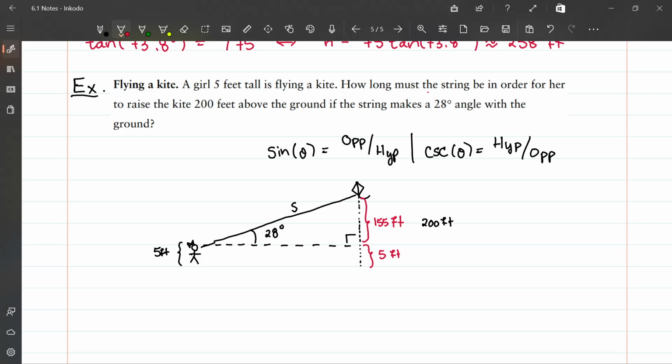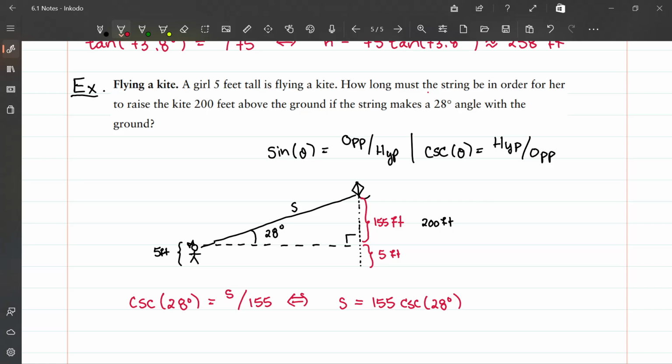So, if I'm right, we should be writing the following. Cosecant of 28 degrees should lead us to the hypotenuse S divided by the length opposite the angle, which would be 155 feet. I can now rewrite this by multiplying both sides by 155. If I do, the length of the string will be left all by itself, and we will get 155 times cosecant of 28 degrees.